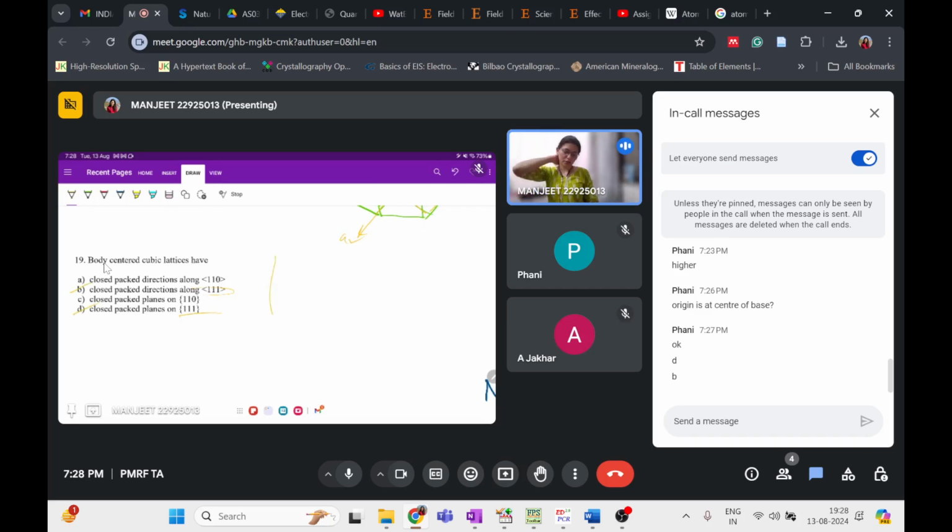Remember, as I already told you for FCC, BCC, and HCP, find out which one is the closely packed direction and closely packed plane, so that it is convenient to visualize. The simple thing is that in body-centered, we have an atom at the center of the cube, so whatever direction passes through the center, the body diagonal, that direction will be closely packed, and the plane as well.